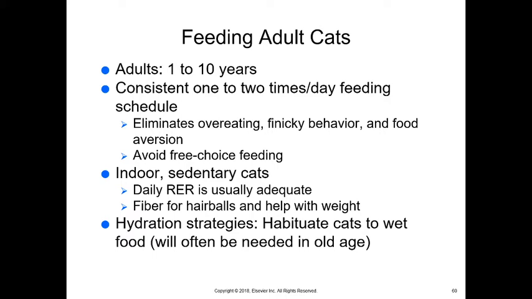Hydration strategies, we want to habituate cats to wet food because we'll often need it in old age. So giving them a small amount of wet food with their dry diet can help with maintaining hydration. It also really helps with urinary issues as well.